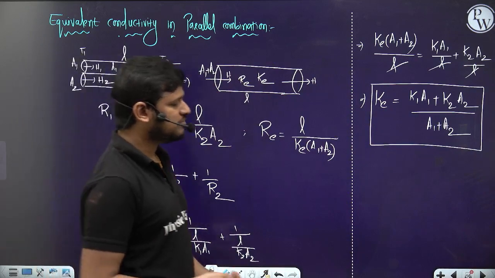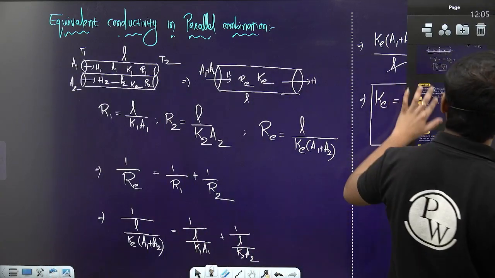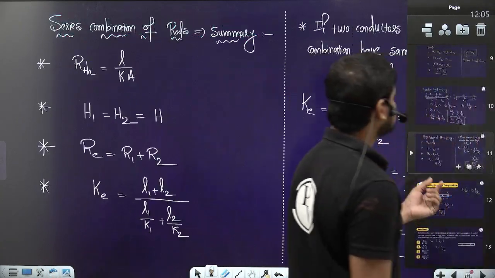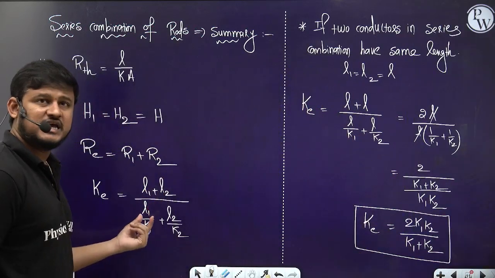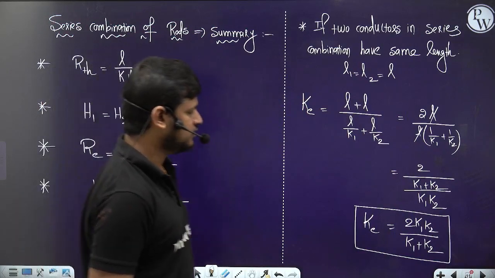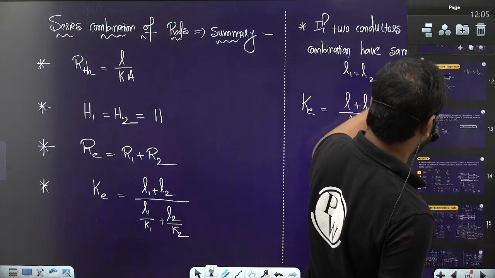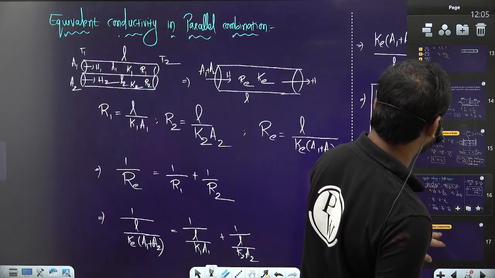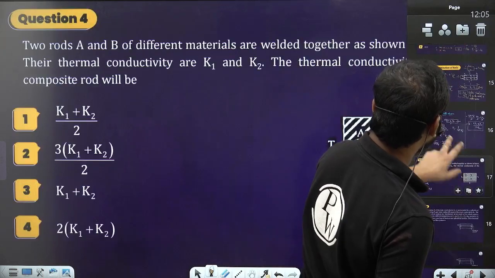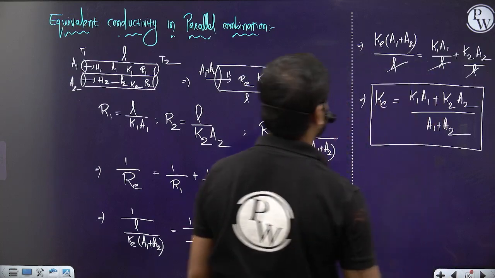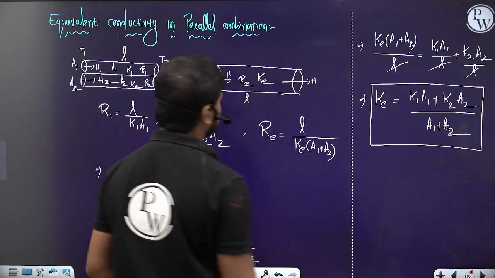In the series combination we have already seen it. What is it in the series combination? It is (L1 plus L2) by (L1 by K1 plus L2 by K2). So that's the series combination, and this one is the parallel combination. We have a separate slide for the equivalent conductivity, but it is not required. So here you can get one more standard result.